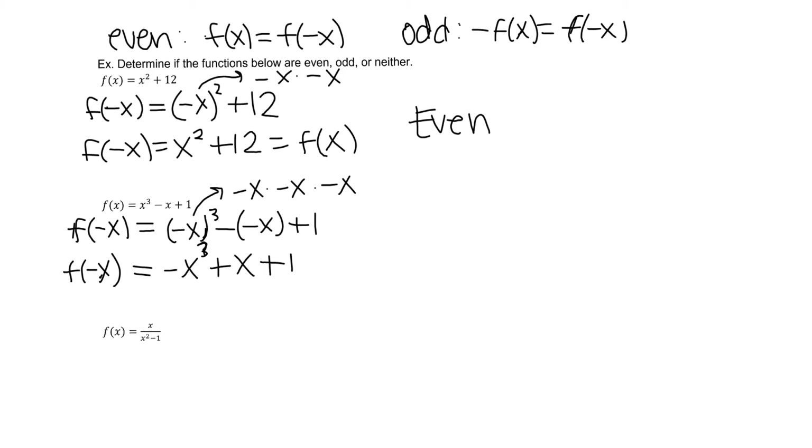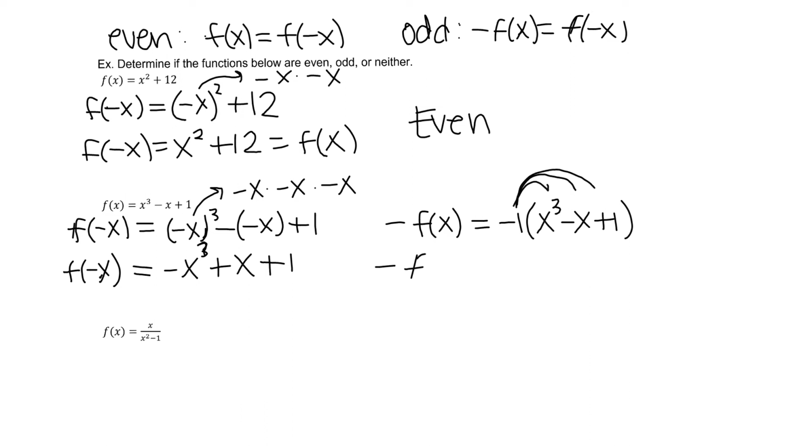So now I need to find negative f of x to see if it's odd. Negative f of x is when we take our function and multiply it by negative 1. So negative 1 times my function x cubed minus x plus 1. So I go ahead and distribute my negative. Negative f of x is going to equal negative x cubed plus x minus 1. And it's really close, but it is not identical to f of negative x. So it is not odd, which means this function is neither.